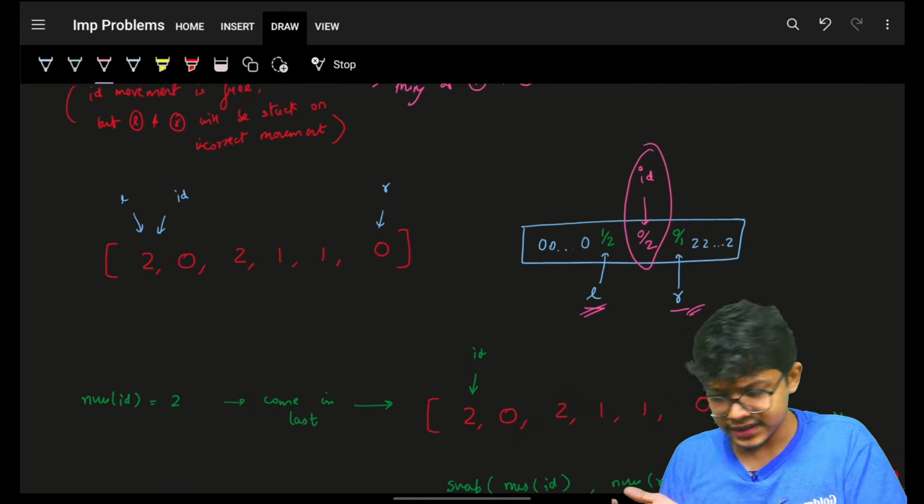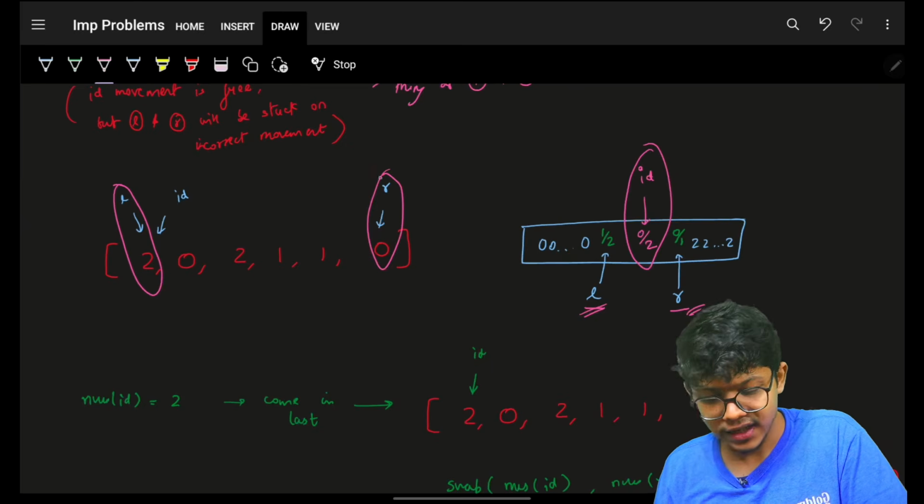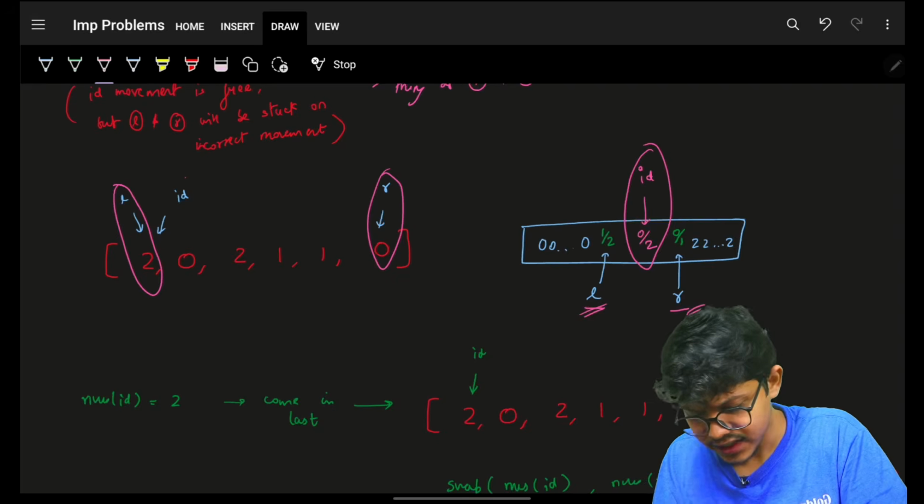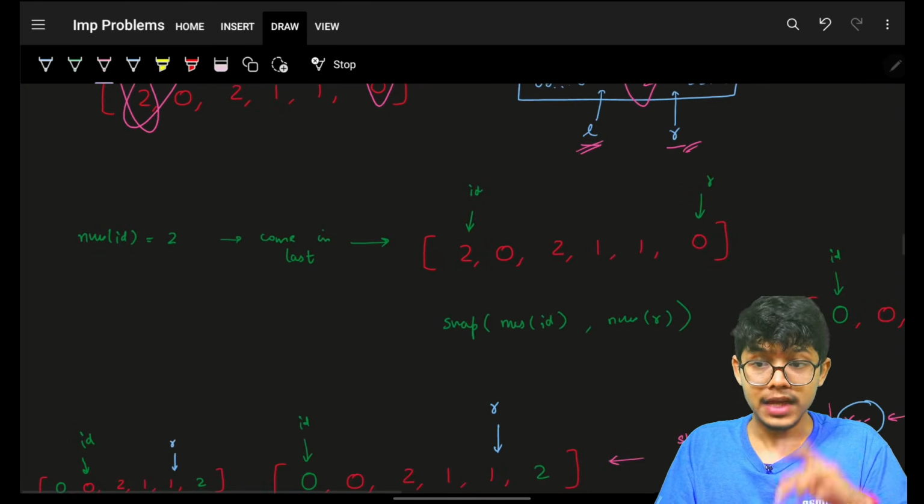Now, for sure, the same way earlier I had only L and R initialized with 0 and n-1. Now I have ID also. From where to start? Obviously 0. So I'll start my ID also with 0. Now, let's see.